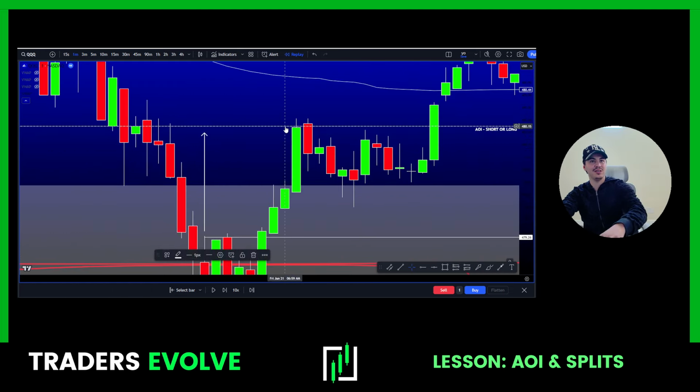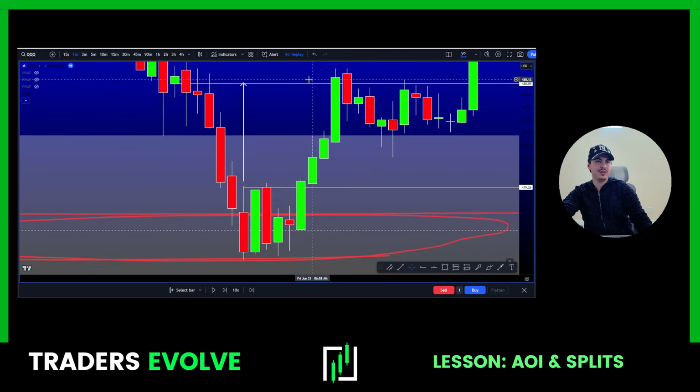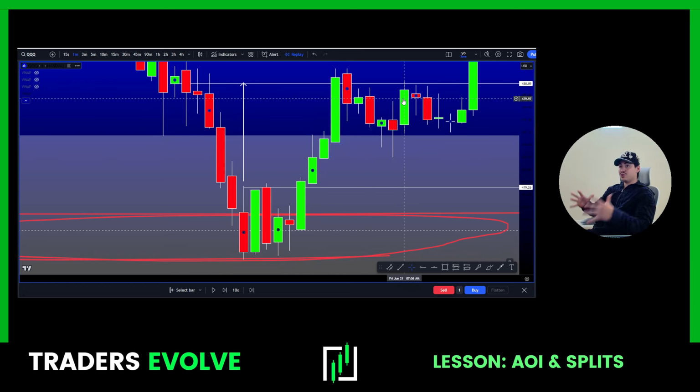This AOI is gone, okay? This is actually the split right here, okay? So this gets filled all the way to this area, right? So boom, boom, boom, gets filled, and you could have taken a very nice trade. Even if you would have taken this late, you at least would have caught 50 ticks, which is our usual base hit. Easy money, guys.